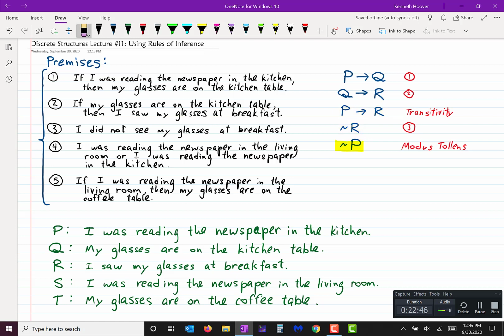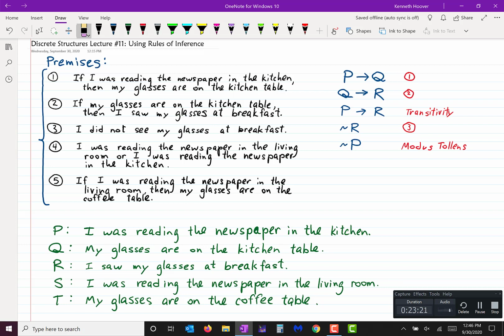So what have we figured out so far? We have figured out you were not reading the newspaper in the kitchen. That's what we have figured out so far. Okay? All right, where should we go from there? What does premise number 4 tell us? I was reading the newspaper in the living room, or I was reading it in the kitchen.